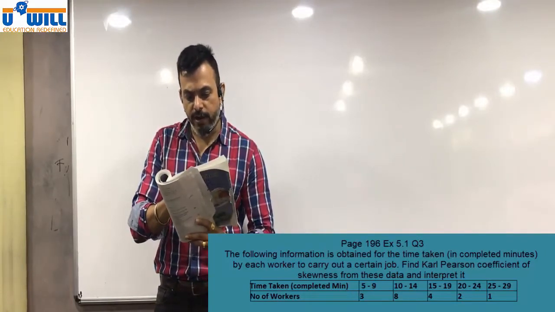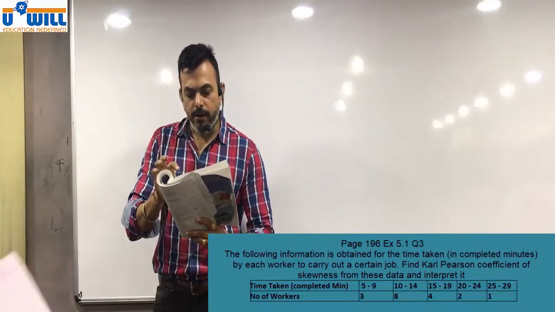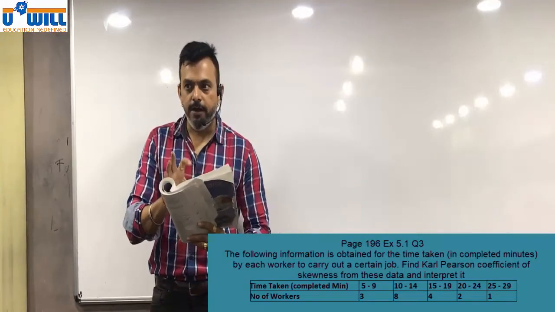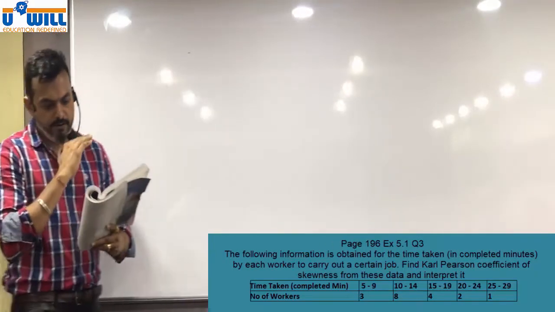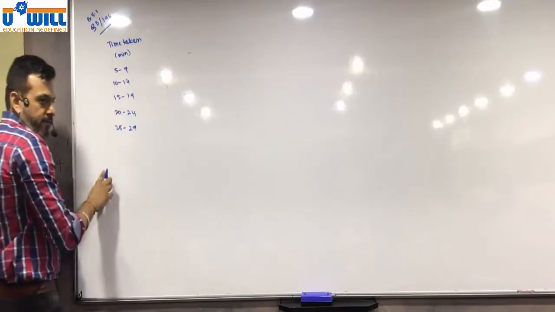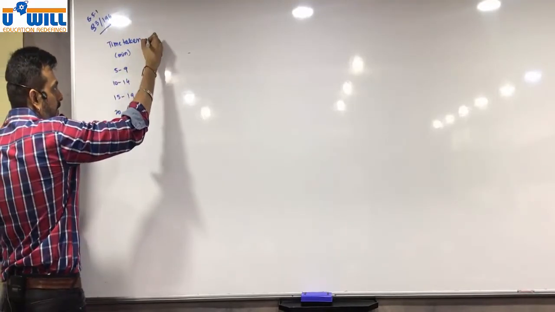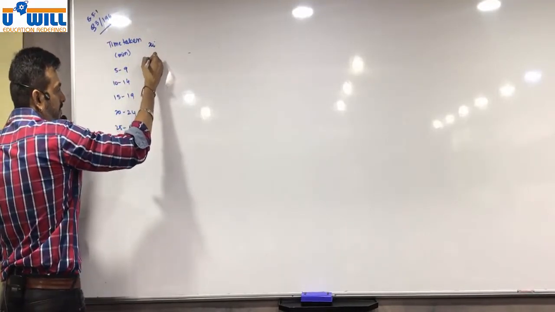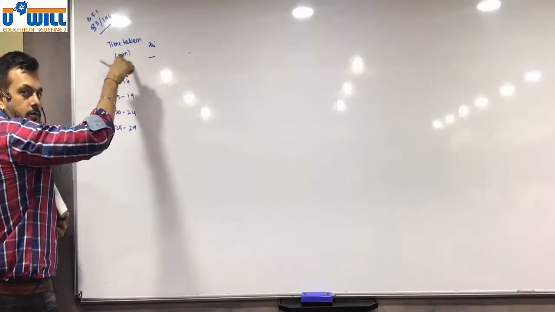And frequency 3, 8, 4, 2 and 1. It's a continuous frequency distribution. Let's write the question, because we have to find the mean over here. After writing the class, we write the mid value xi. We have to write the mid value.